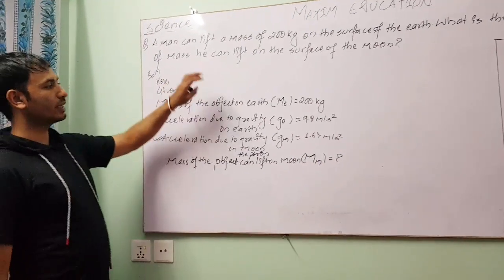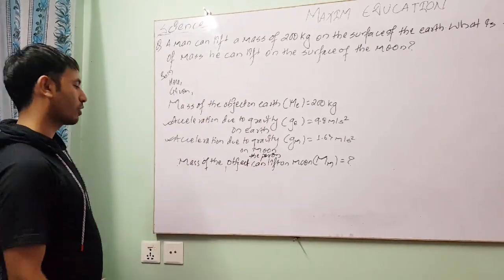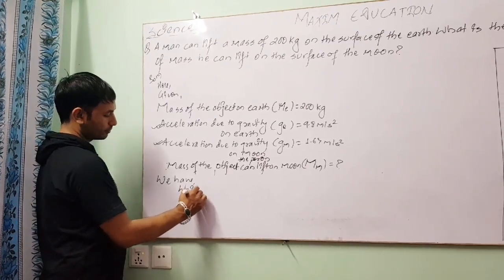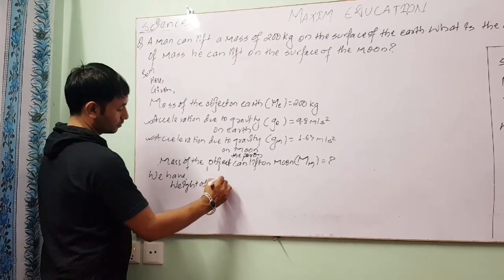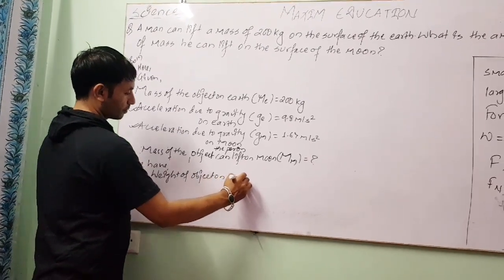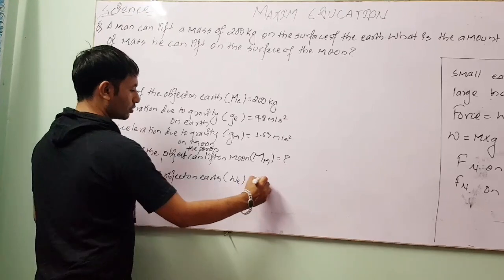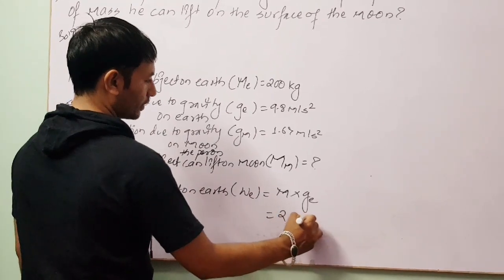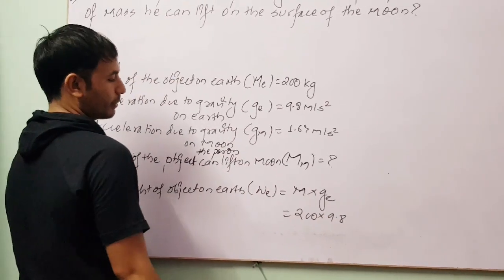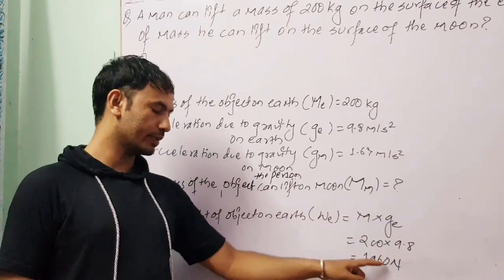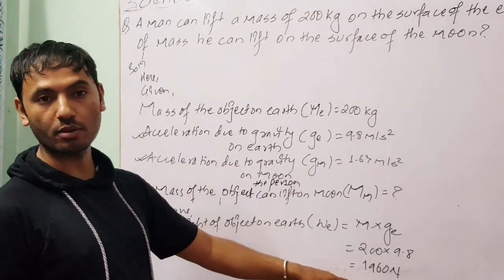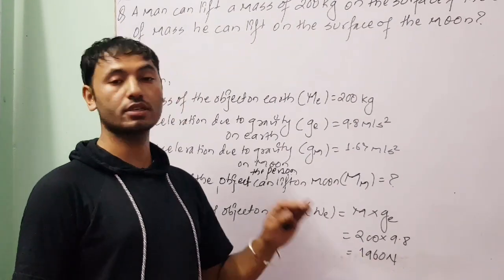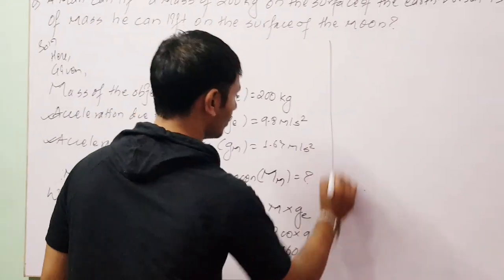Before that, we need to calculate how much weight the person can apply on the surface of earth. We have weight of object on earth equals mass into acceleration due to gravity of earth. Mass is 200 and acceleration due to gravity is 9.8. This much weight, 1960 Newton. It means the person can lift how much weight, the person can apply how much force? 1960 Newton force. Here one thing you need to write.